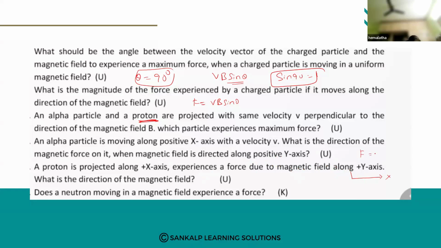According to F is equal to q into V cross B, this is the formula. If you apply it, then what happens? One is along V, q is this one, and one is along the positive y-axis. Then it should be what? It should be along the z-axis by the vector product. So it should be along the z-axis, correct? So it is the negative z-axis. Z-axis only, but in the opposite direction. That is the negative z-axis.